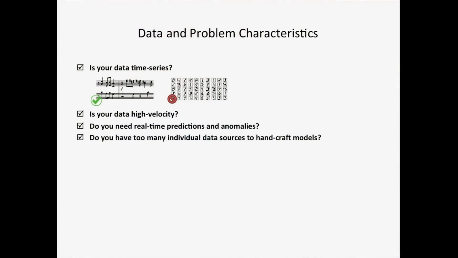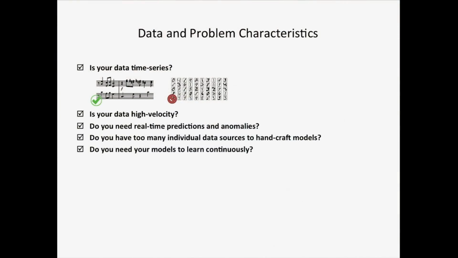Do you have too many individual data sources to handcraft models? If you had a lot of data sources, it would be very expensive to go through and build a separate model for each one, tuned for the kind of patterns in the data sources. With HTMs, you can do automated model creation. You can create a model that's general and works for any kind of data stream and learns on its own. That's very useful because it frees you up to model a lot of independent streams of data.